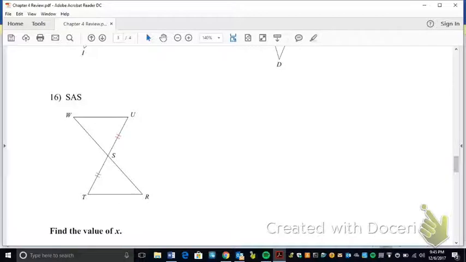Side, angle, side. SU is congruent to TS. Angle TSR is congruent to angle USW. Again, the vertical angle theorem, all vertical angles are congruent. So we're looking for that other side. Again, it needs to be the side that creates that angle. The angle needs to be the included angle. So we're going to say WS is congruent to SR.